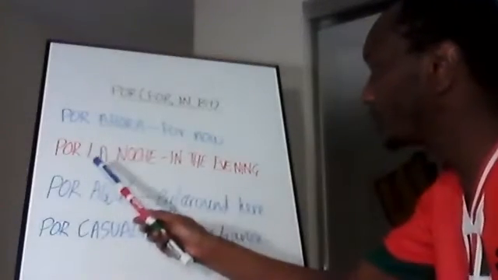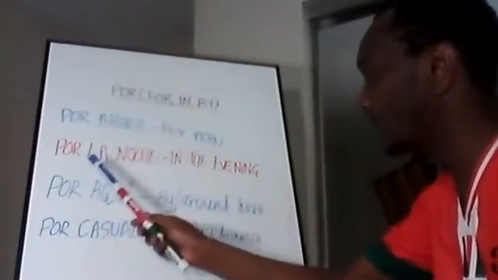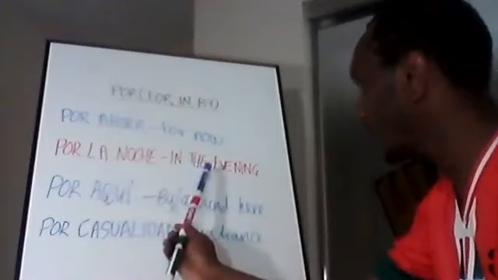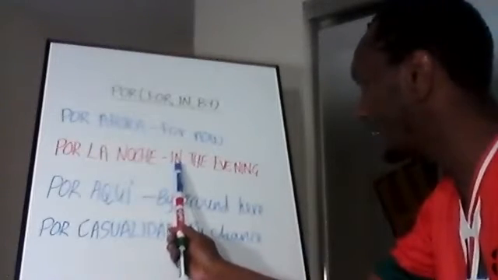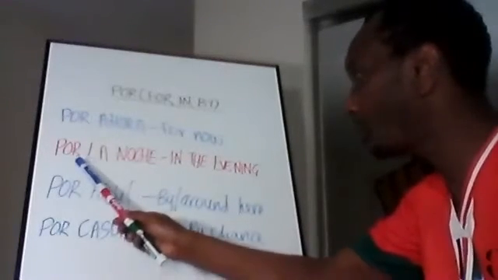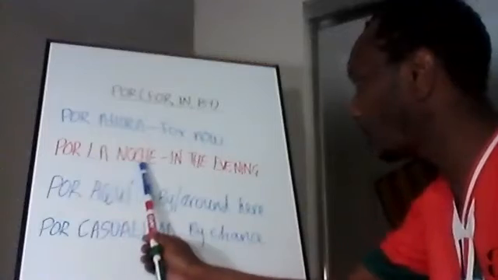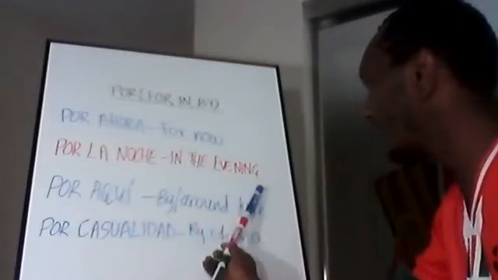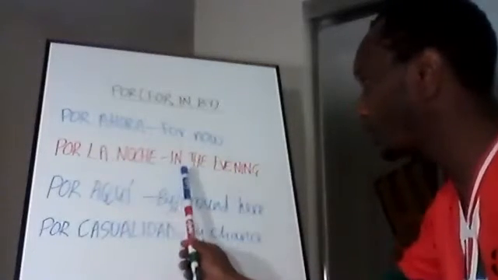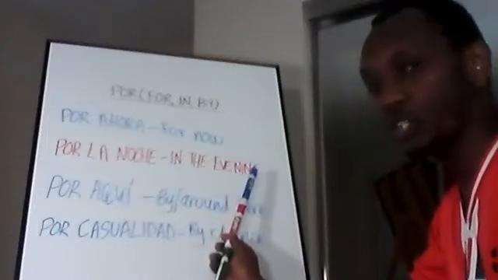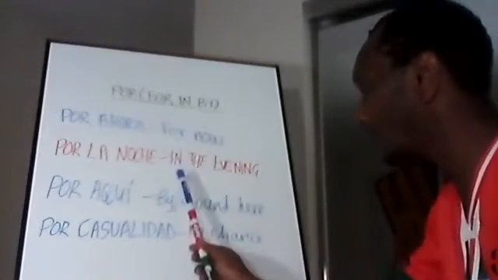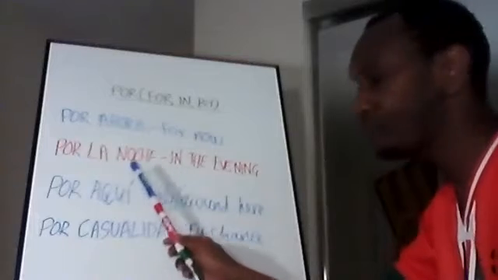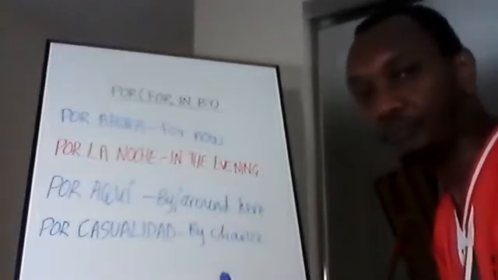The second use of P-O-R, as we will see, means in. For example, when you say por la noche, we mean in the evening. Por la noche, in the evening. So we see the second use of the preposition POR to mean in.